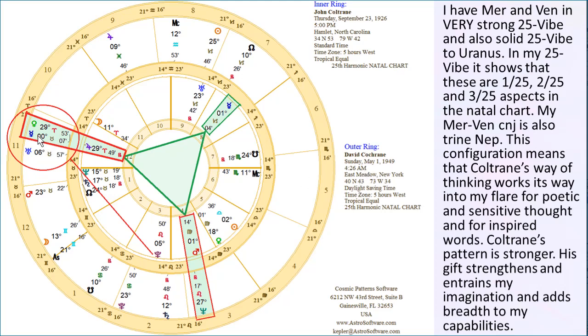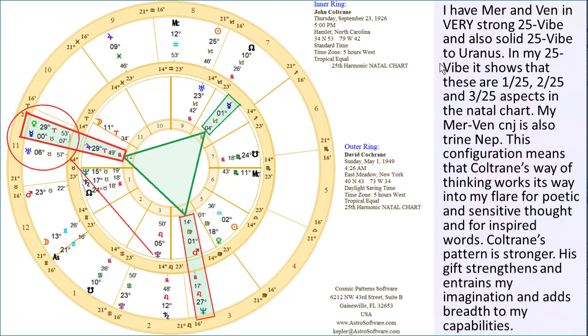And I have a Mercury-Venus conjunction in 25 vibration. It's almost exact. I mean, whoa. 29 Aries 53 and 0 Taurus 07, 14-minute orb. I don't usually think about it very much, or I'm not that aware of it. But Mercury, Venus in an exact, I mean, about as exact as you ever get, aspect, there they are in 25 vibration, right exactly on this grand trine.